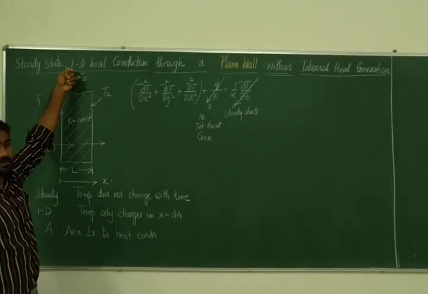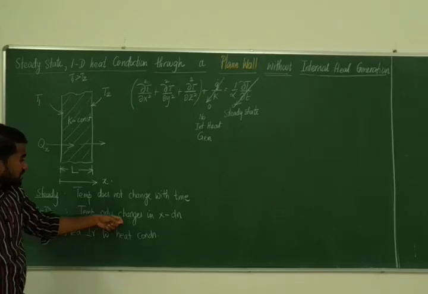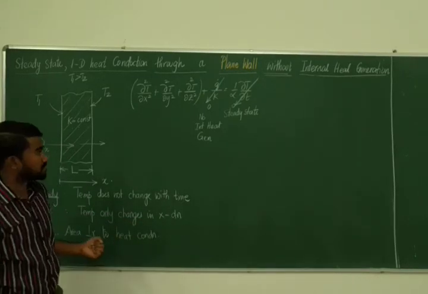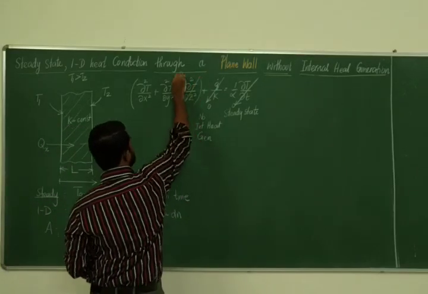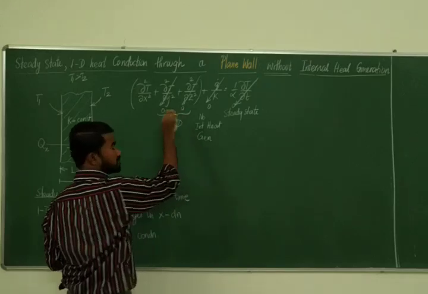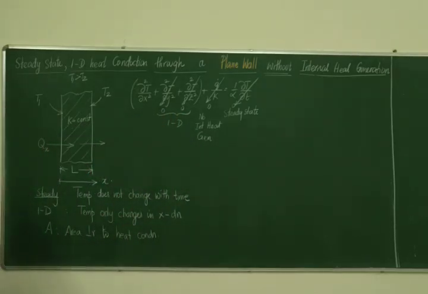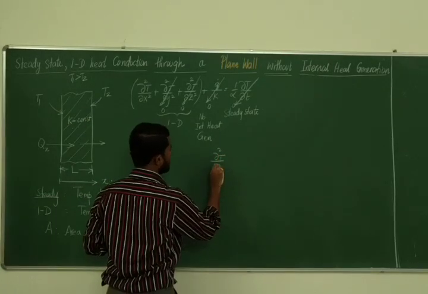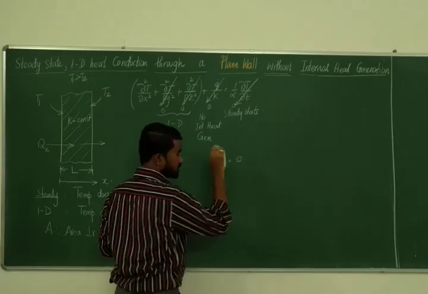What is the other assumption? 1D. Temperature only changes in the x direction. Temperature does not change in y and z direction. So these two derivatives are going to be 0 on the assumption of 1D. So only one term survives. This is the simplest case that the equation can be applied. So you have d²T/dx² equal to 0.